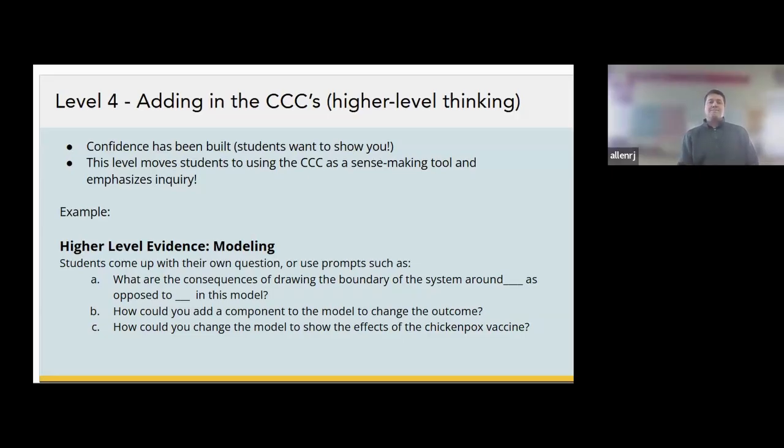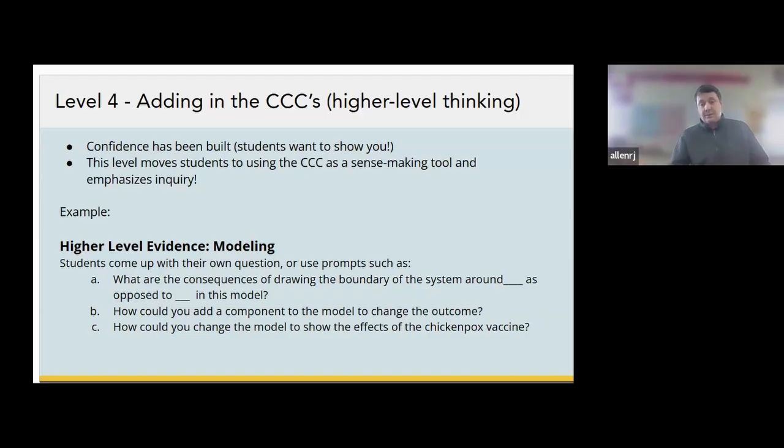thinking. And by this time, they really, really want to, there's the buy-in there. They want to show you. A lot of the kids that aren't quite there yet and are just doing 3.0 work ask if they can do the 4.0 work.